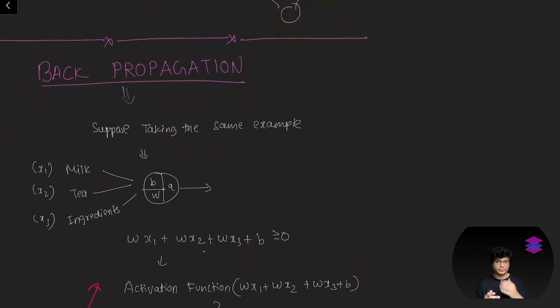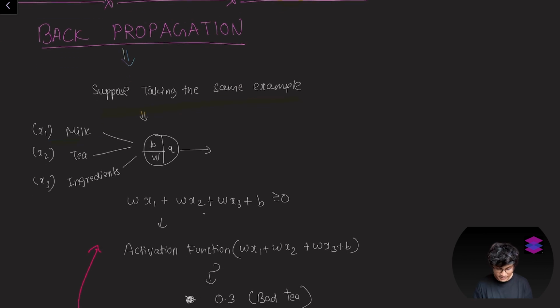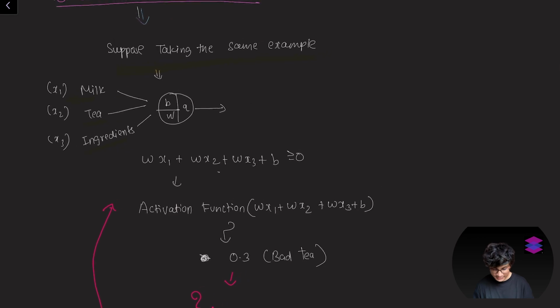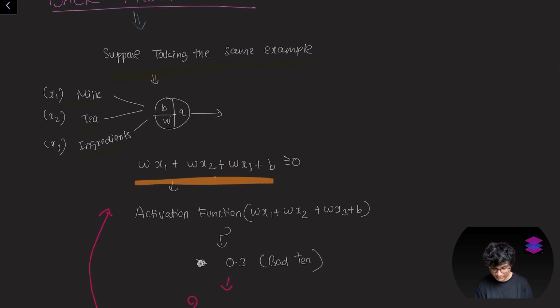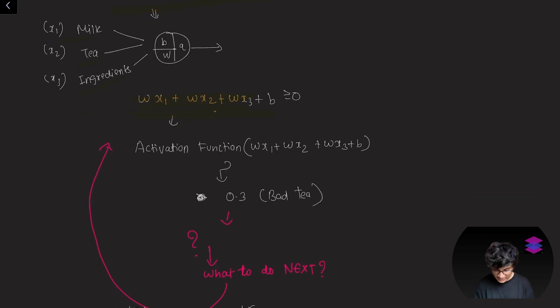So what is basically backpropagation? Backpropagation is basically a way in order to update your weights, right? So suppose, taking the same example, let's say this is my milk, this is tea, and this is the ingredient I have. And then these are the summation matrices I will be making. This is basically my summation matrices, and this is the output function, right? So these matrices have to go into the activation function.